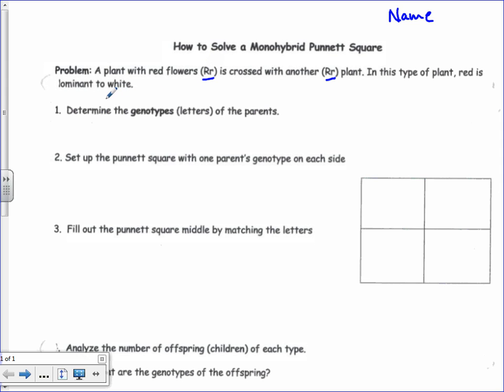So the first thing we want to do is determine the genotype or the letters of the parents. Well, that's real easy because it's given to us. The parents are both heterozygous. So we have a capital R and a lowercase r and another capital R and lowercase r. So both the mother and the father are heterozygous.